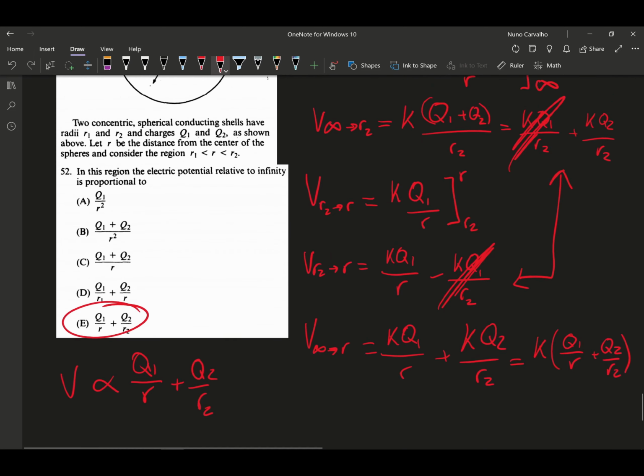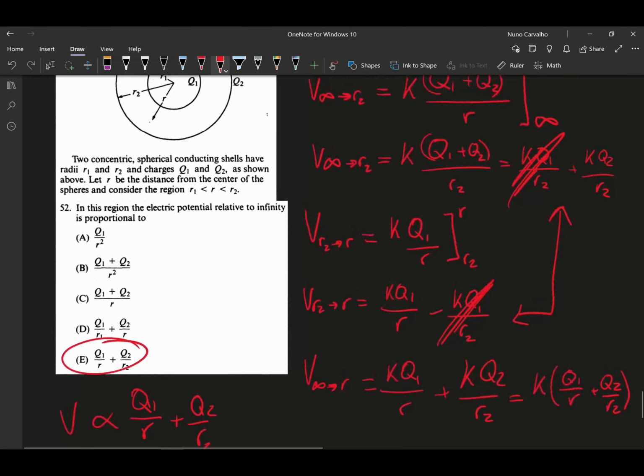So a very involved problem, probably one of the harder ones in this multiple choice question. It takes a lot of work, but we are able to get the answer either way.